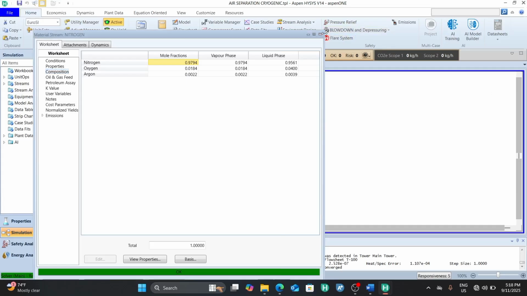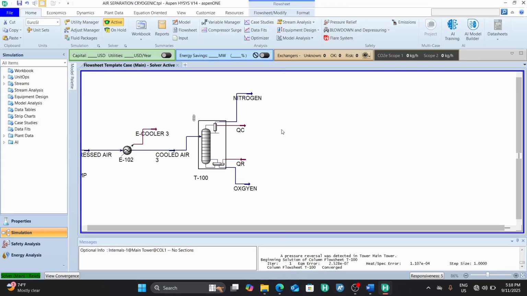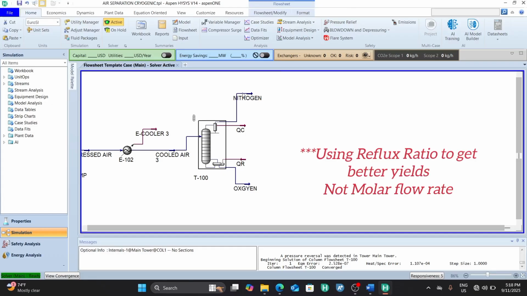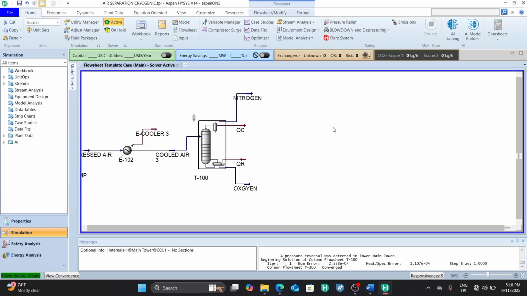We might not really be able to use a single column to achieve those specs. But before we conclude, let's try checking out the specs like our molar flow rate. Let's see if it's possible to use our molar flow rates to get better yields.